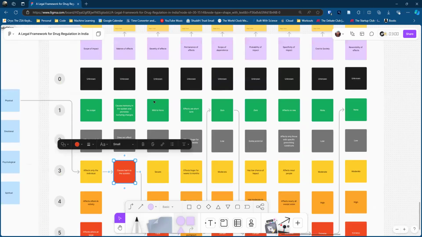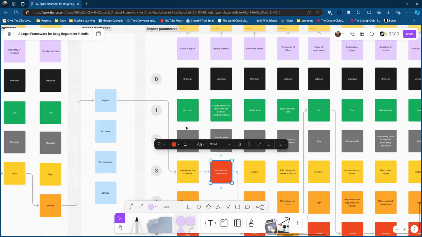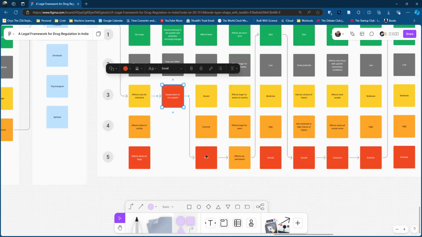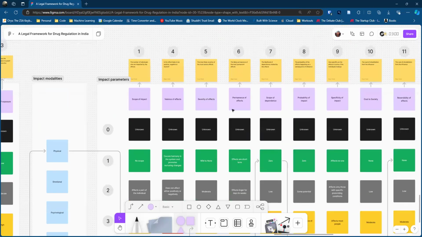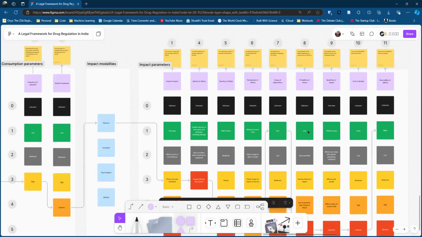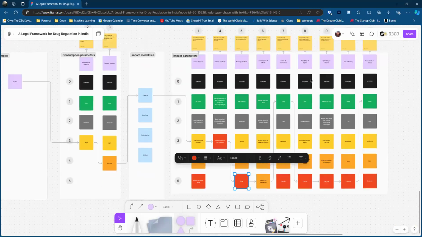So we'll look at whether they are going to die if they consume this. Probably, right? Liver damage happens and all that stuff. And the permanence of effects. The probability of impact is also there. I think this has to be the first thing that we need to look at.